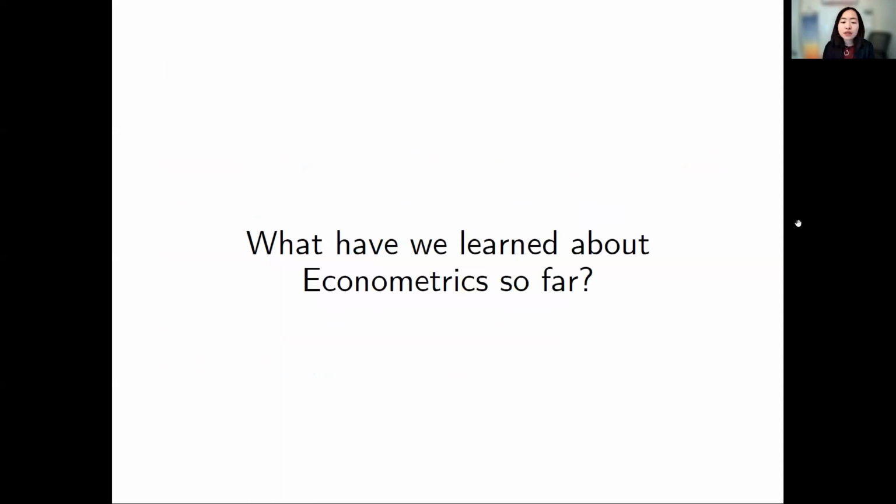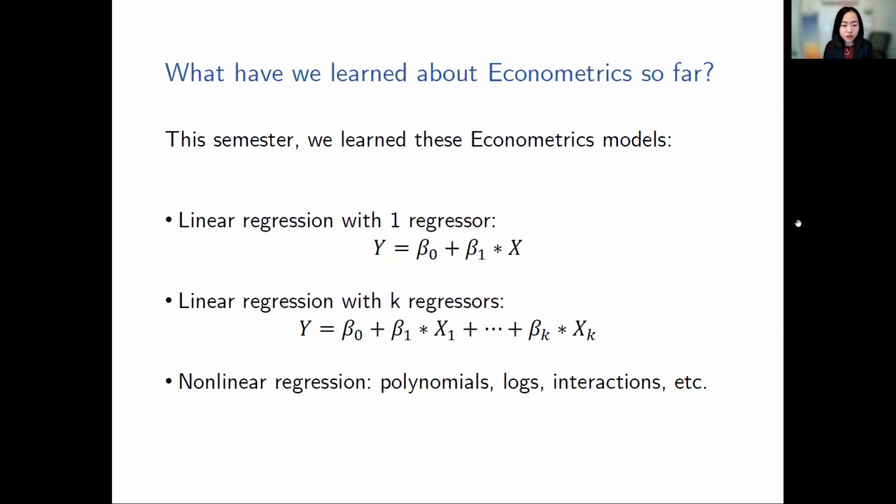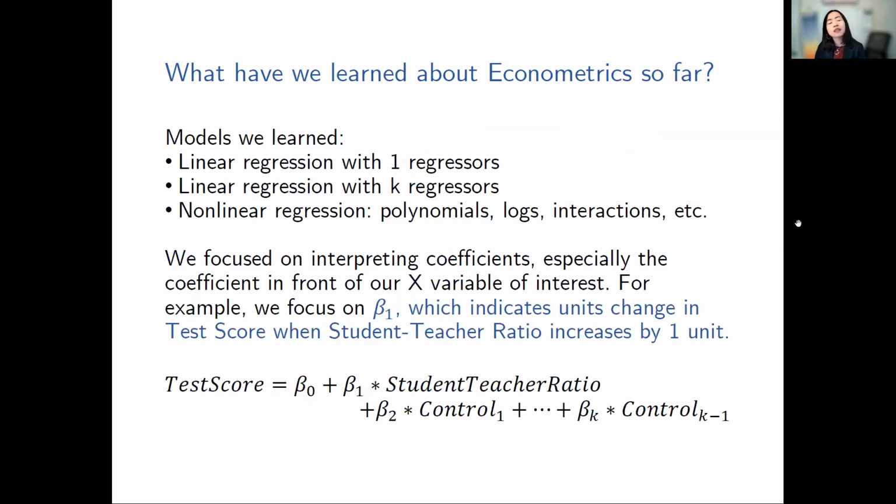Okay. So what have you learned about econometrics so far? For this semester, we learned these econometric models. Linear regression with one regressor: y equals beta 0 plus beta 1 times x. And then we can have more than one regressor, which is k regressors, so we can have x1 all the way to xk, and we'll have coefficients from beta 0 all the way to beta k. We also learned nonlinear regressions: polynomials, logs, interactions, if you still remember.